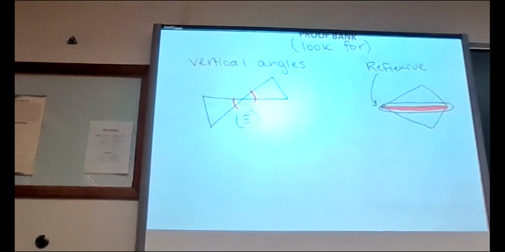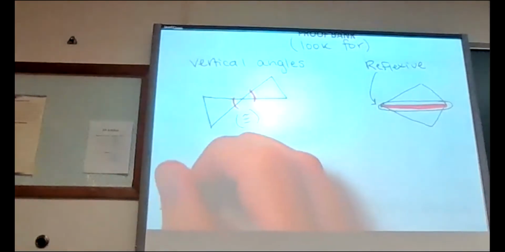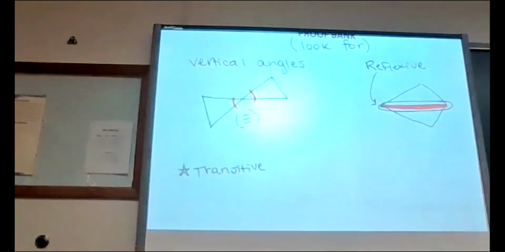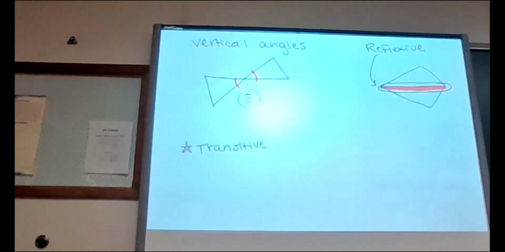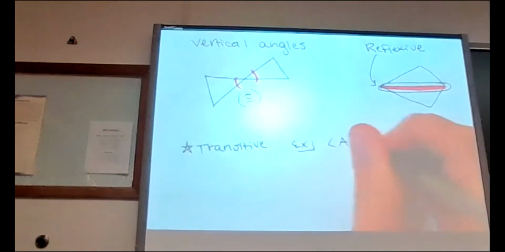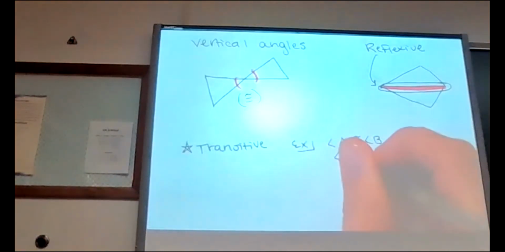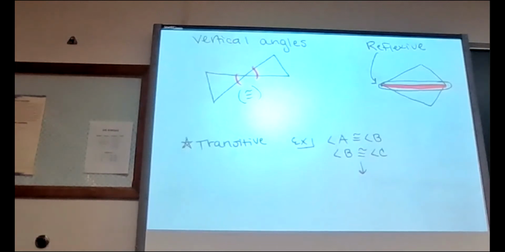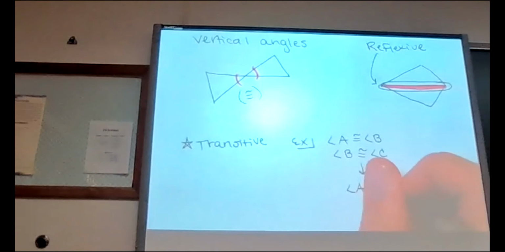Okay, now I'm just going to run through some other properties we use quite a bit. So sometimes we use transitive property, which is, for example, if angle A is congruent to angle B, and angle B is congruent to angle C, A to B, B to C, well then A and C must be congruent. That's transitive property. I'd also take substitution.